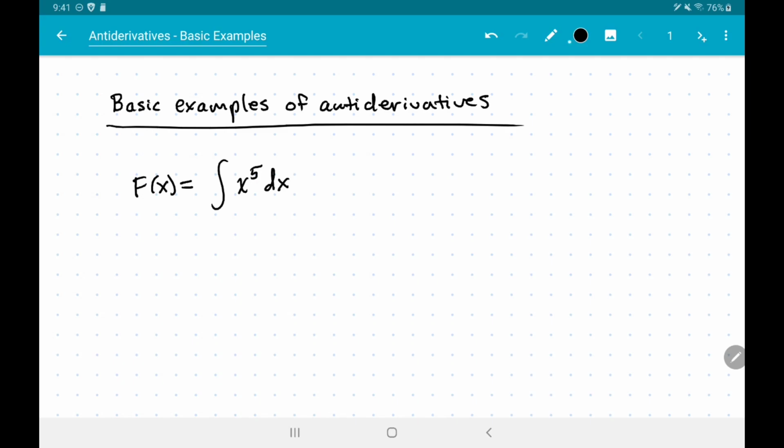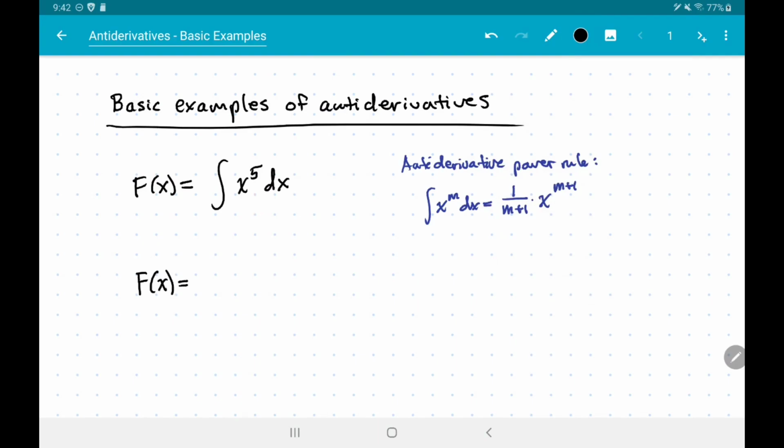There's a couple of different ways to do this. One way is to look up the antiderivative power rule. Do you remember what this is? It's 1 over m plus 1 times x to the m plus 1. And I'll leave out the plus c for now. We want to use the antiderivative power rule here with a power m equal to 5.